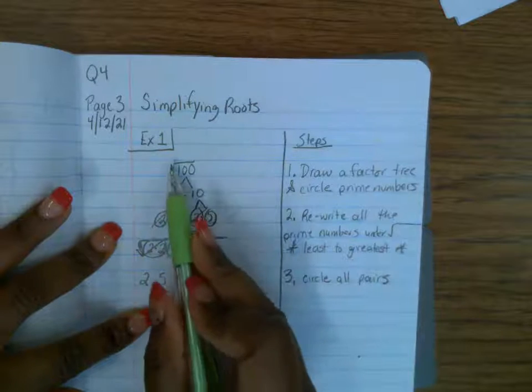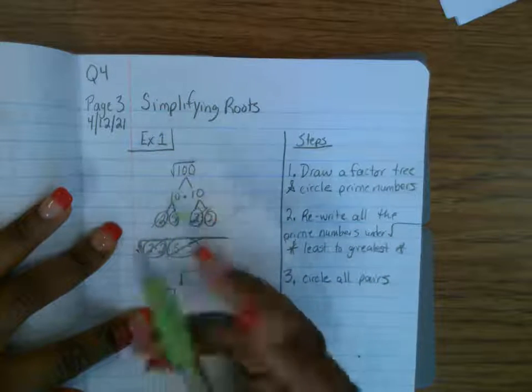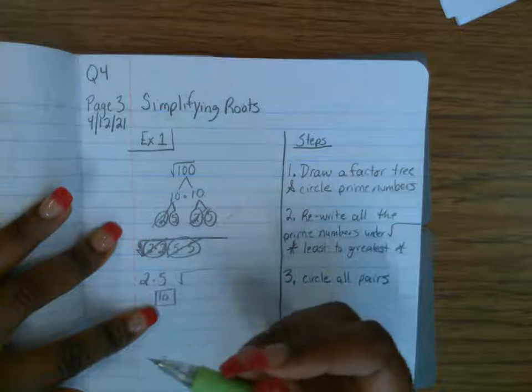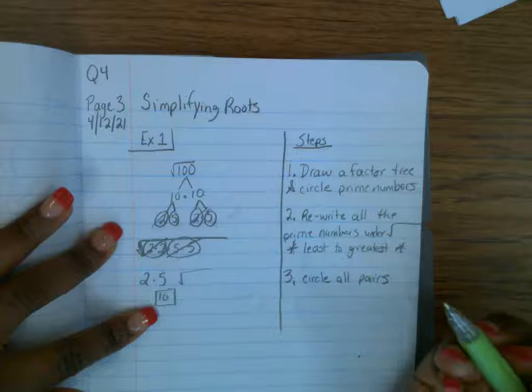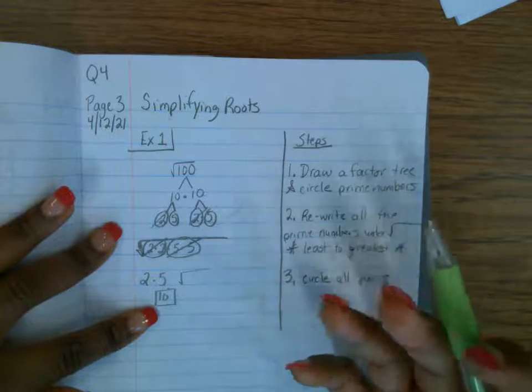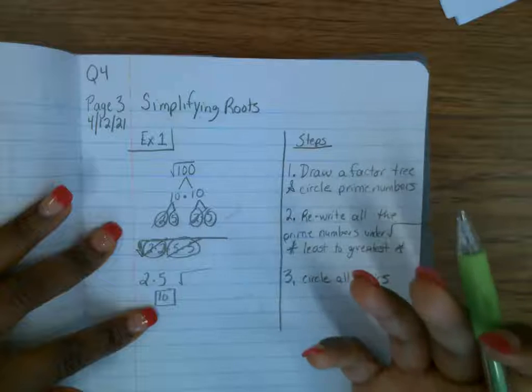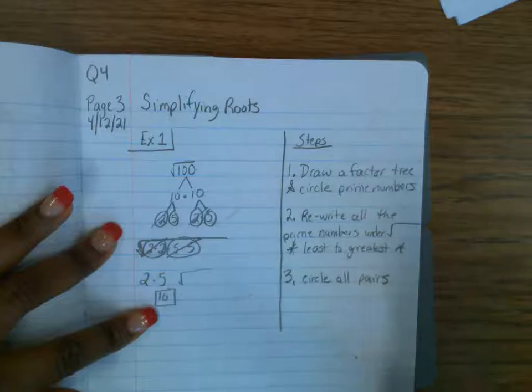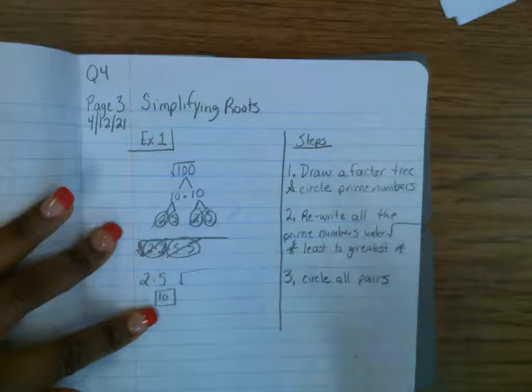Because this is a square root symbol. Square root meaning 2. So what you're really looking for is a number that can be multiplied times itself, because that's the whole definition of square root. Finding the square root of a number is finding one number that can be multiplied times itself to give you that number that's under the radical. So that's why we're looking for pairs.